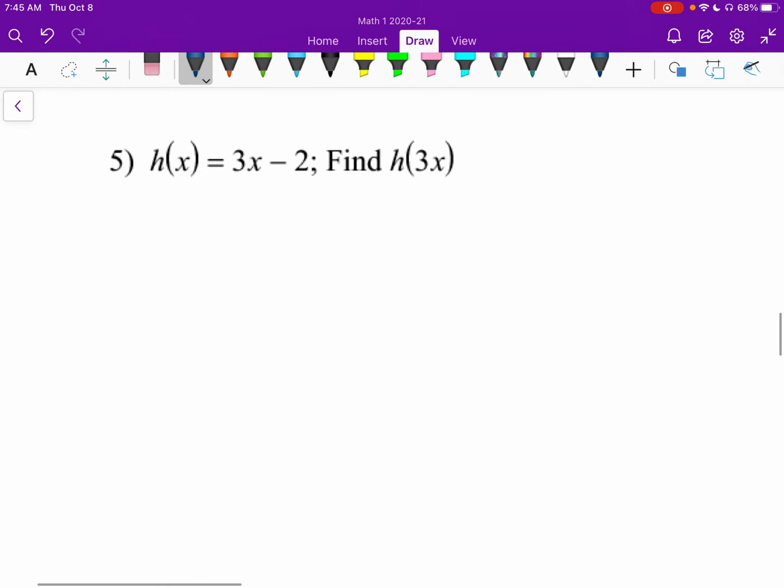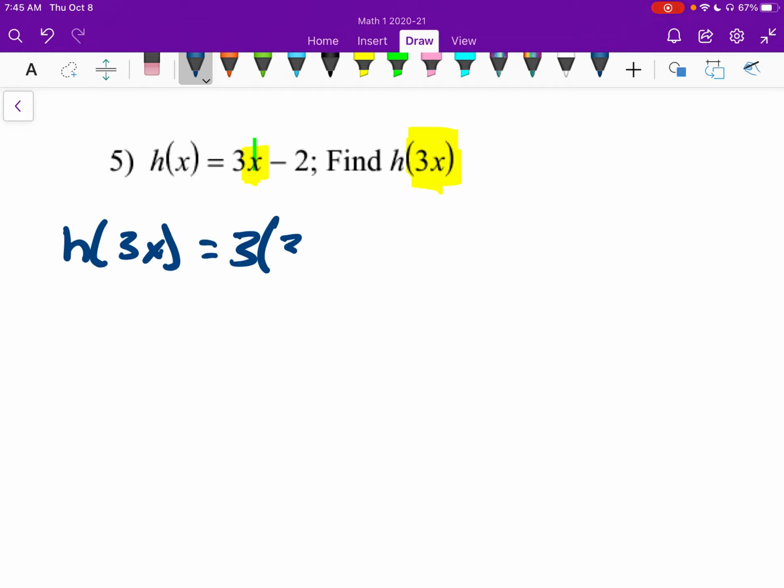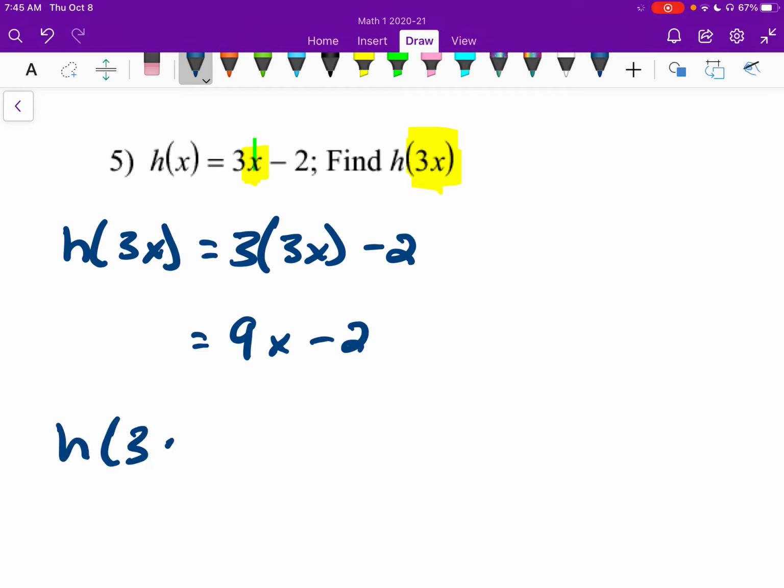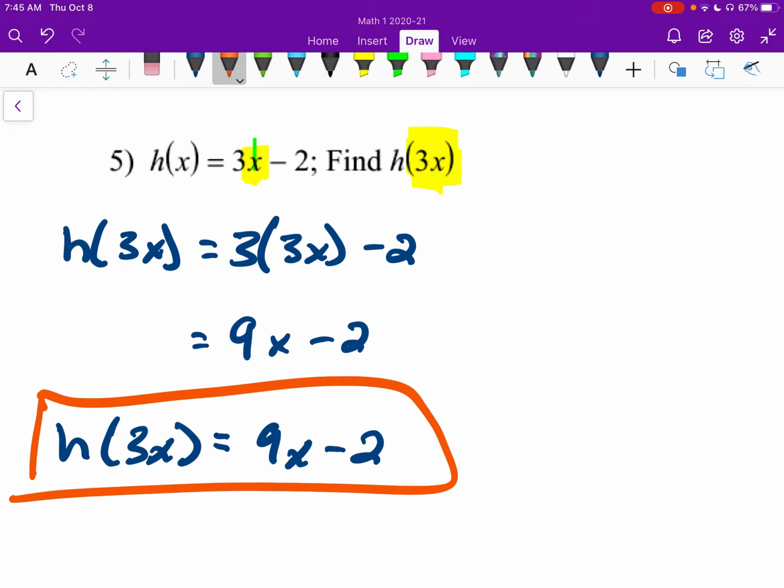All right, number 5. I'm going to plug in this 3x inside the x. Now don't get confused, because there's a 3x here and a 3x here. But we're going to plug in this 3x over here just inside the x. So I'm going to say h of 3x equals 3 times 3x minus 2. This is going to give me 9x minus 2, and that's my answer. So if I were to rewrite this, I'd say h of 3x equals 9x minus 2, and we're done.